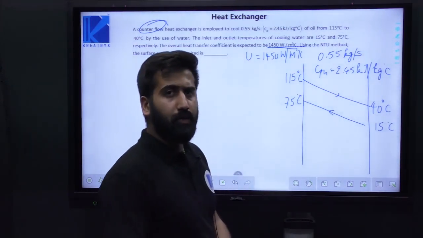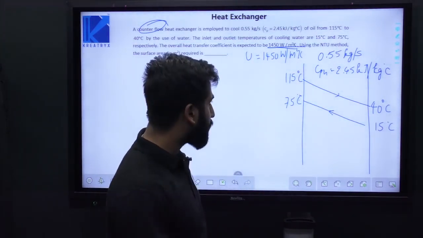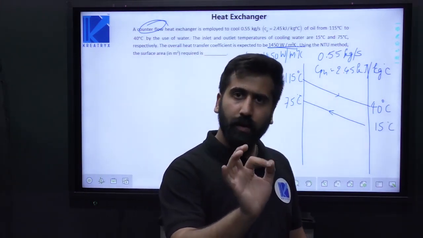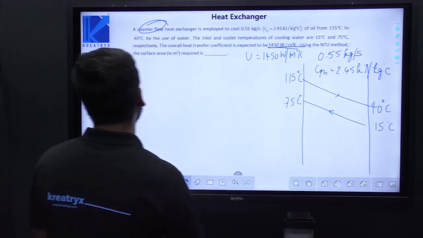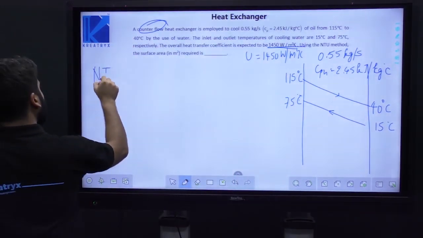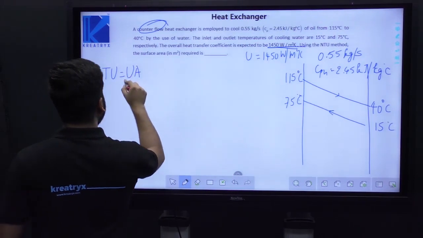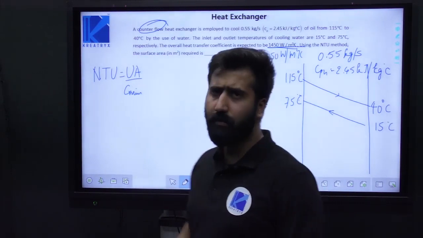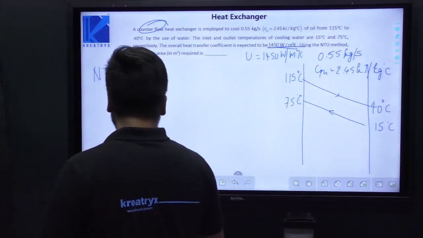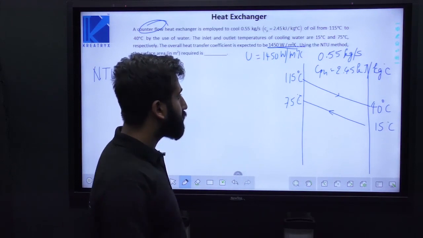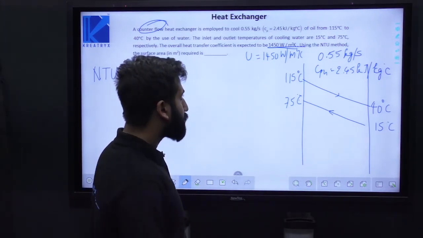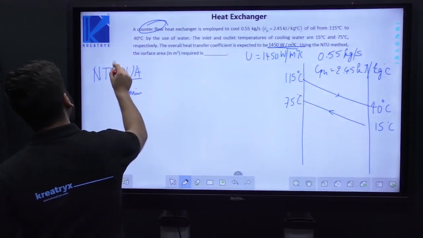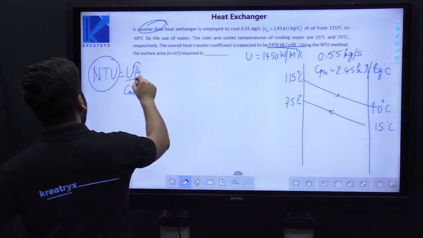So you have to use the NTU method, that is, you have to use that formula for effectiveness in which NTU comes, and NTU is equal to UA by C minimum. So you find NTU, and if you find NTU you can find area. In the exam it is generally not mentioned which method to use, but since here we are practicing, I gave this problem deliberately so that we can practice this method. So NTU is UA by C minimum.